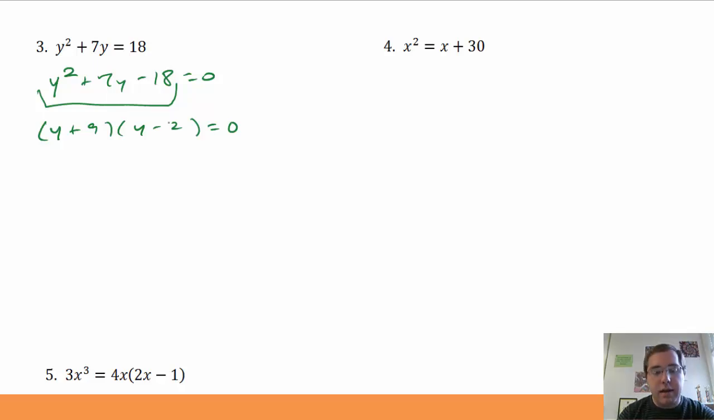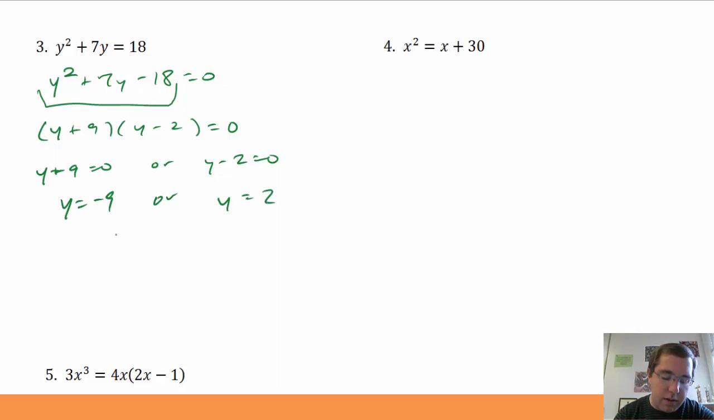So we've got it in factored form, and then we can break it up and say y plus 9 equals 0, or y minus 2 equals 0. So we had to get it so that we had a product of things equal to 0, and then we can break it up and solve it from there. So that means y equals negative 9 or y equals 2. So our solution set, negative 9, comma 2.